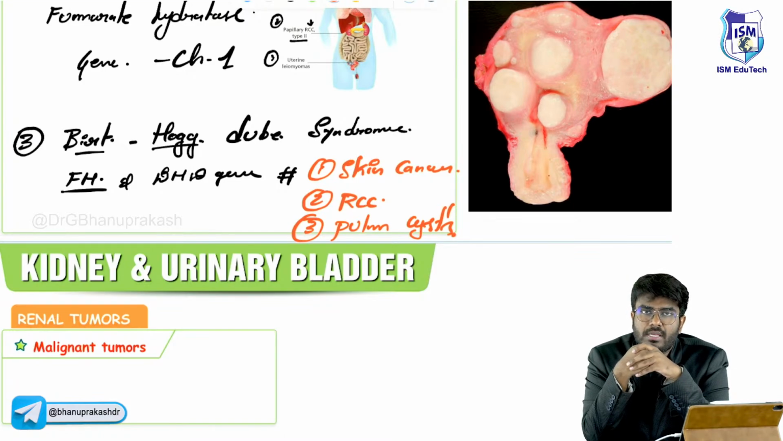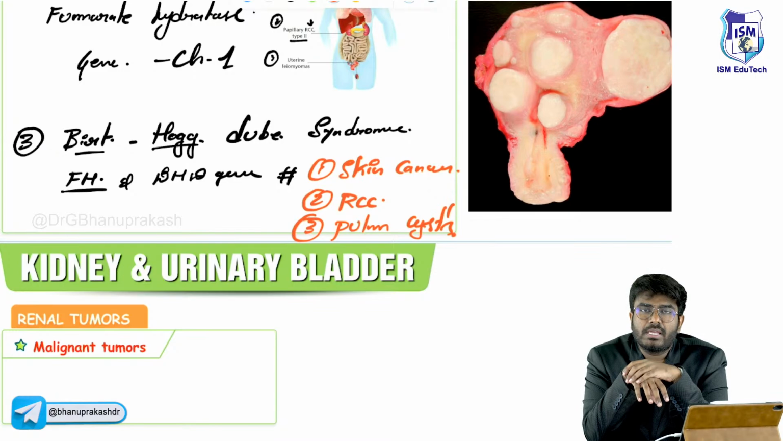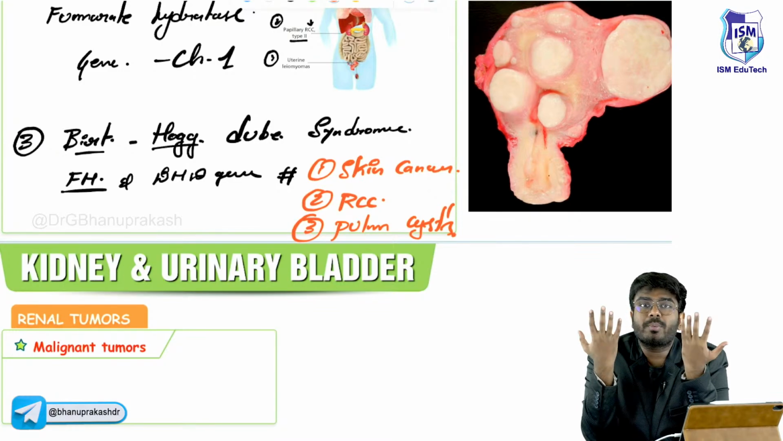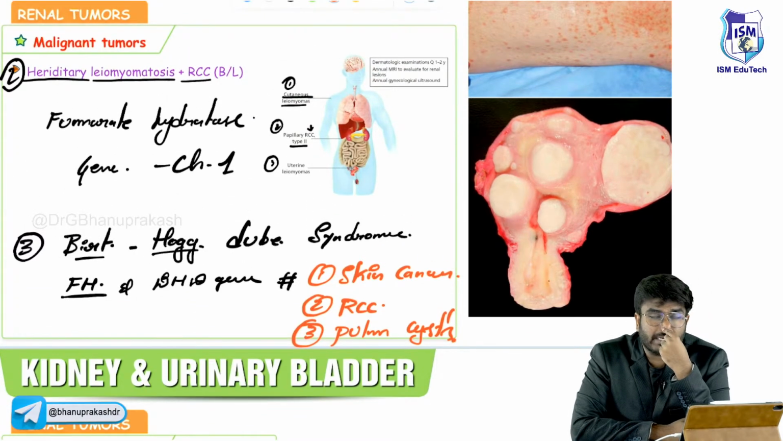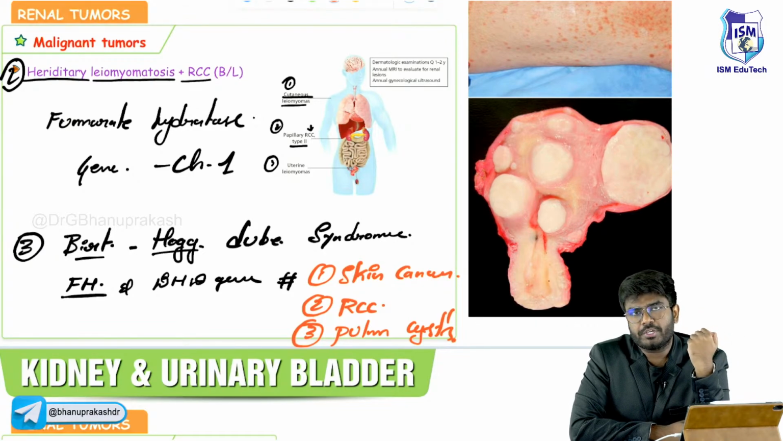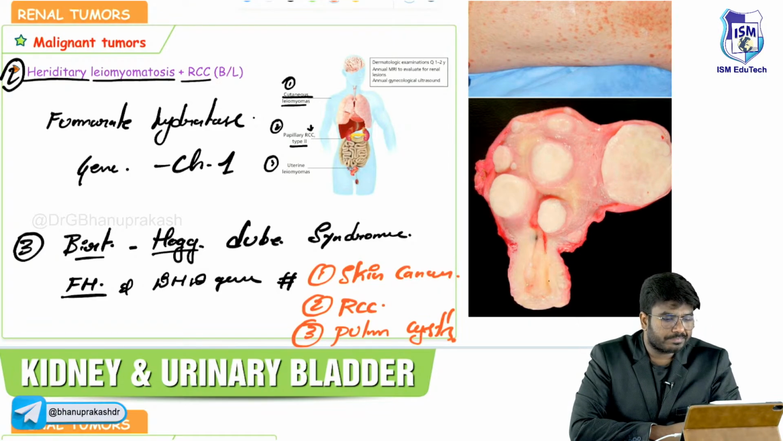In which condition will the patient have pulmonary cysts? Birt-Hogg-Dubé syndrome. In which condition will the patient have cerebellar hemangioblastomas? Von Hippel-Lindau syndrome, with a chromosome 3p mutation. In these two conditions, hereditary leiomyomatosis and Birt-Hogg-Dubé syndrome, the same gene mutation is seen: a fumarate hydratase gene mutation.